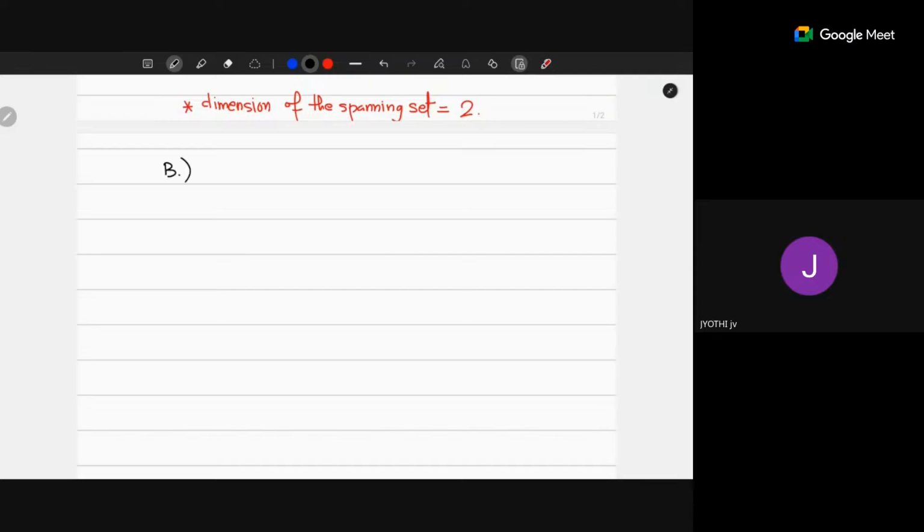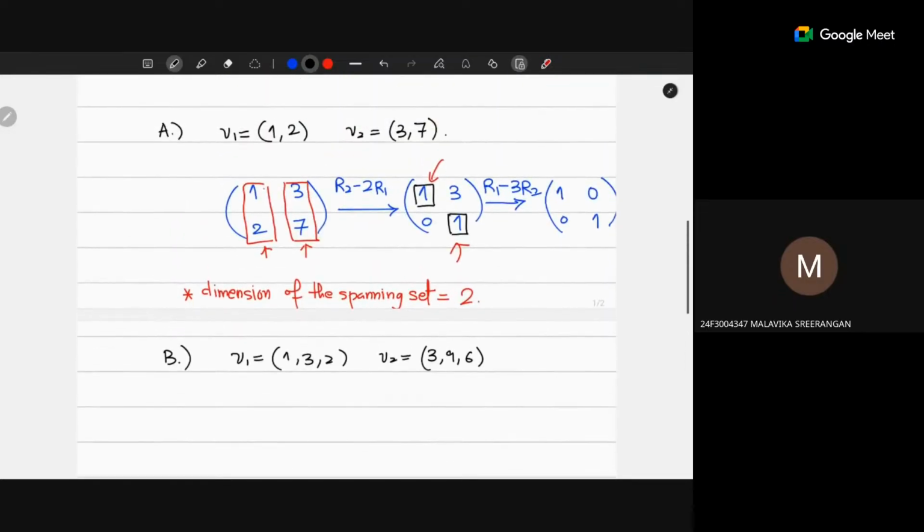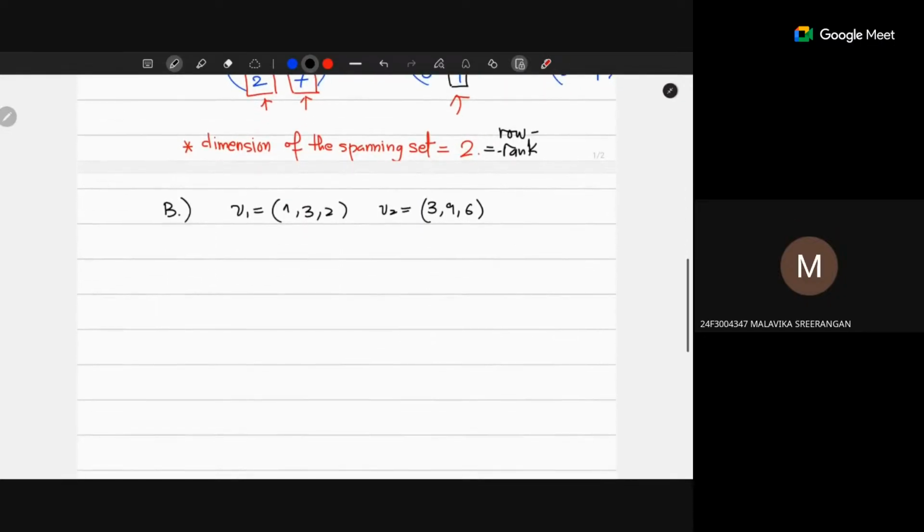Similarly, there is another example: V1 is 1, 3, 2. V2 is given by 3, 9, 6. So what about the rank of this matrix? Rank is also 2, right? Rank is also 2 because what is the rank? The number of non-zero rows. So it is also 2. Yeah, good. So this is also equal to the row rank of this. And now V3 is given by 1, comma 1, comma 2.